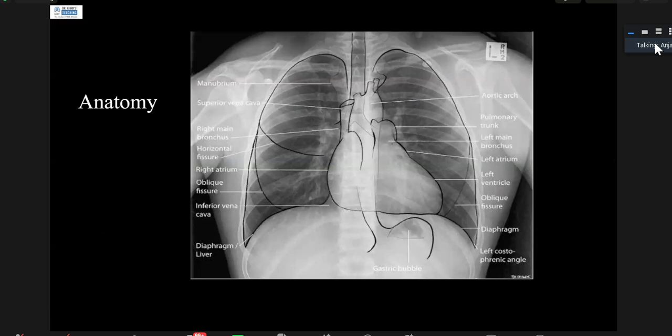So this is an X-ray, and we know that the chest X-ray shows two lungs on either side, and the center part, which looks whiter or denser, is the mediastinum, including the heart. And on both sides you have the diaphragm, the right dome of the diaphragm, and this is the left dome of the diaphragm.